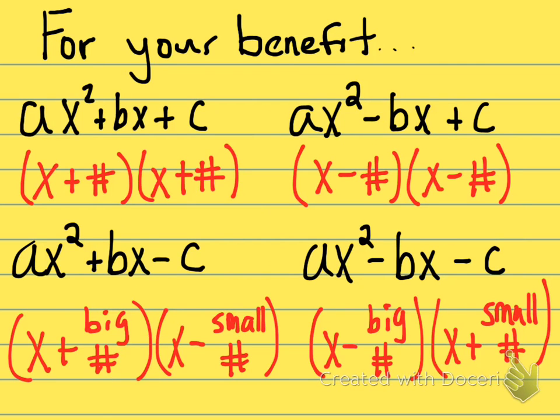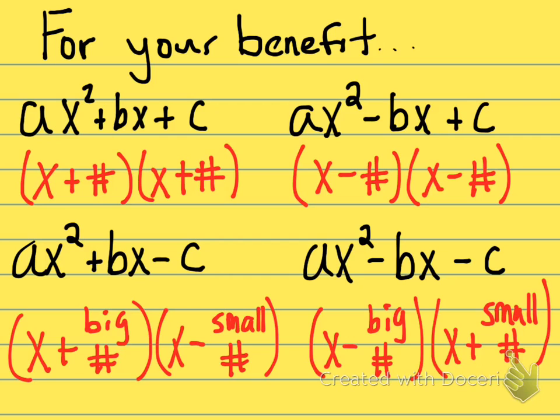For your benefit, take the time to pause the video and write down these trinomials. In the black, it will give you the standard form of the trinomial with different signs. In the red will tell you how you need to factor it with the signs. In the top left corner, ax squared plus bx plus c, when you factor it, if you have two positives in the trinomial, you should have two positives in your factors. To the right of that, ax squared minus bx plus c, you should have two negatives in your factors.